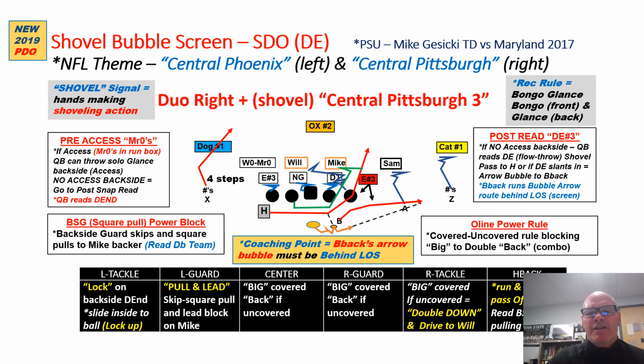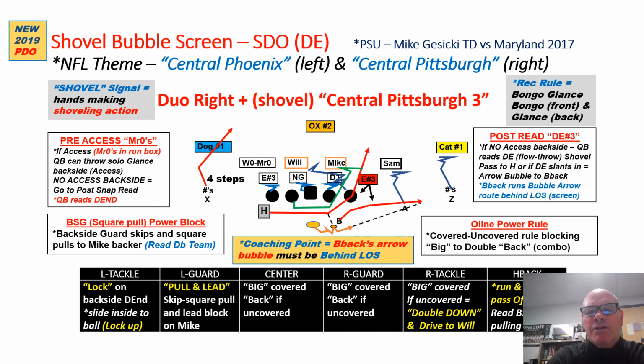Every time we run this, then we're going to have the A and the Z block, bongo, big on big, man over for the screen. The H is going to be on the back side now, coming through as the shovel pass ball carrier. O-line is thin. We're going to use our power call, Central Pittsburgh. They're still going to go power, but we're going to read now, post-snap read that defensive end.